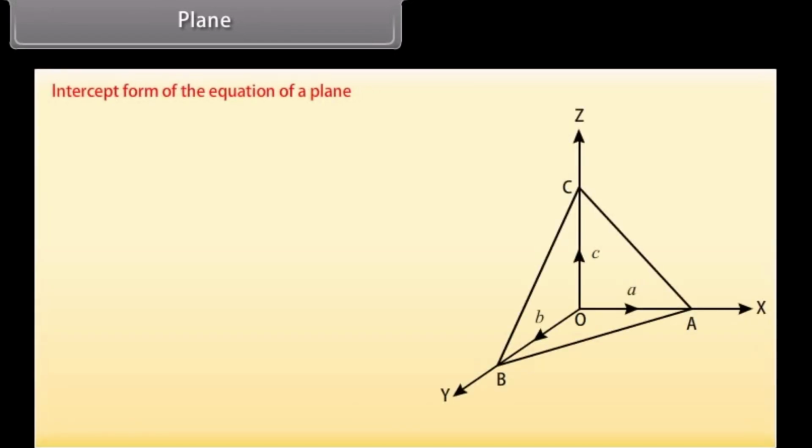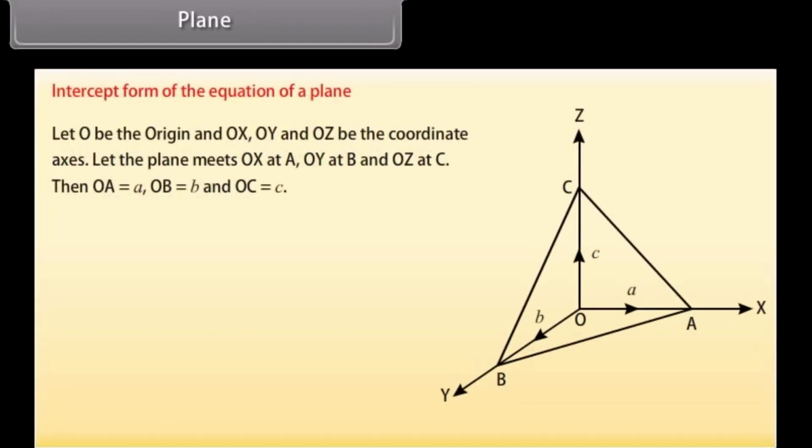Plane. Intercept form of the equation of a plane. Let O be the origin and OX, OY and OZ be the coordinate axes. Let the plane meet OX at A, OY at B and OZ at C. Then OA is equal to a, OB is equal to b and OC is equal to c.